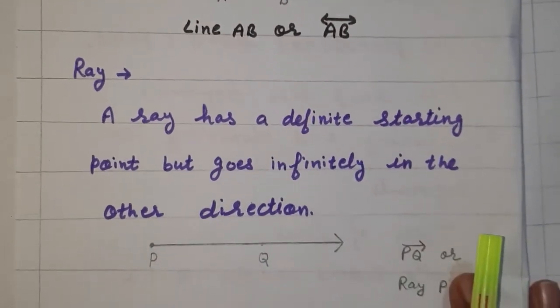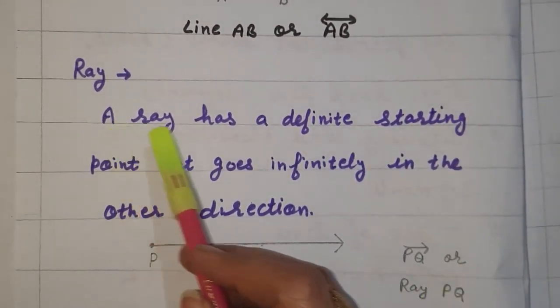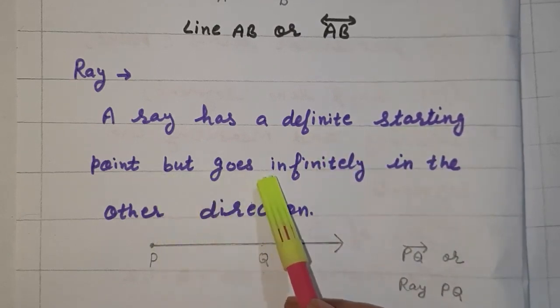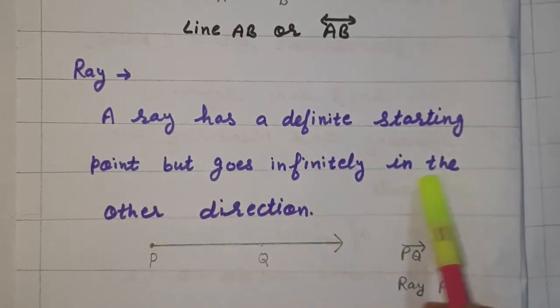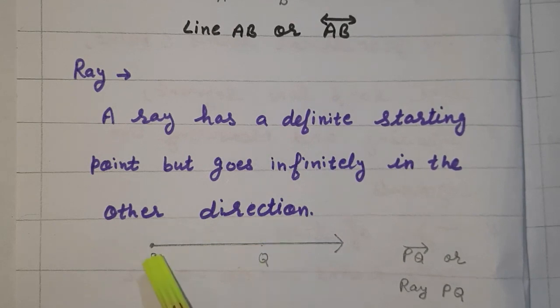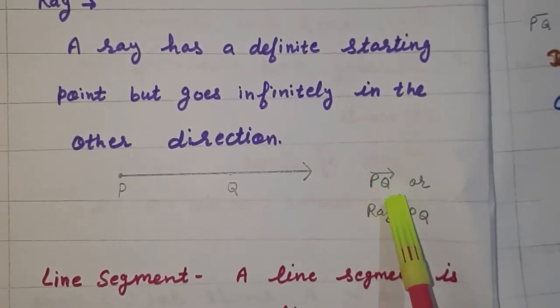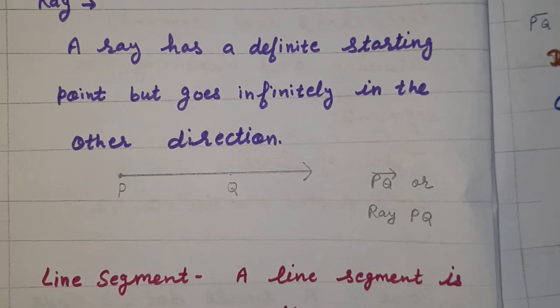Next is ray. A ray has a definite starting point but goes infinitely in the other direction. It has a definite starting point, a fixed point, but goes in the other direction. So the name of this ray is ray PQ, or PQ with the symbol of the ray. Got it?